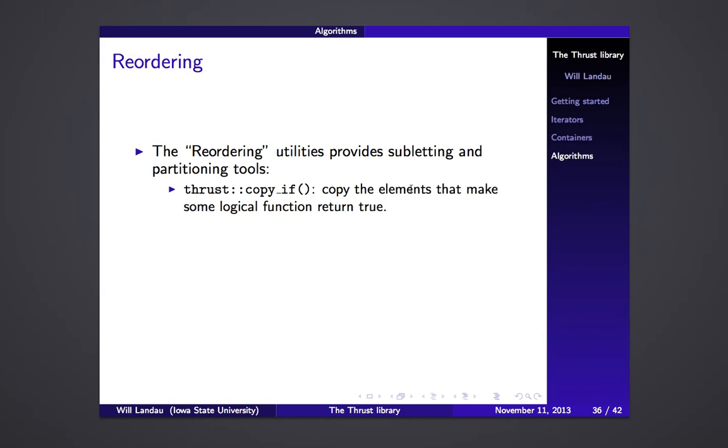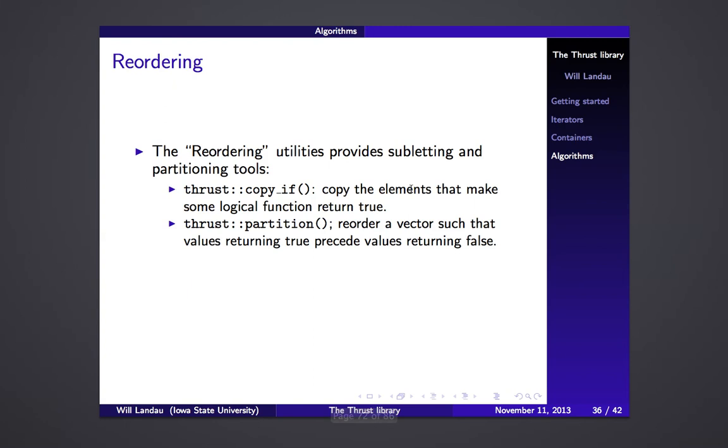So there's copy if, which is exactly what it sounds like. You pass it a couple of iterators and a logical function, and for every element for which that logical function returns true, you copy that element over to some other place. Partition is a reordering according to a logical function such that all the true elements come first and then all the false elements. I'll explain what I mean in a minute. Thrust remove and remove if are exactly what they sound like. You pass in a vector and a logical function, and it removes all the elements that return false.